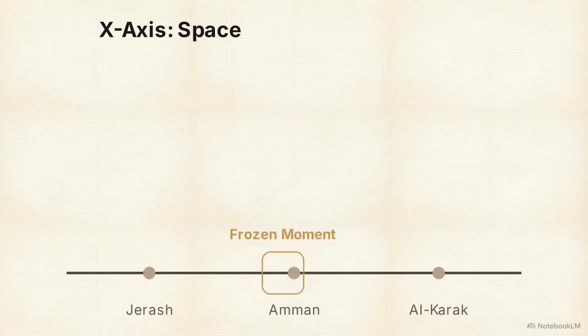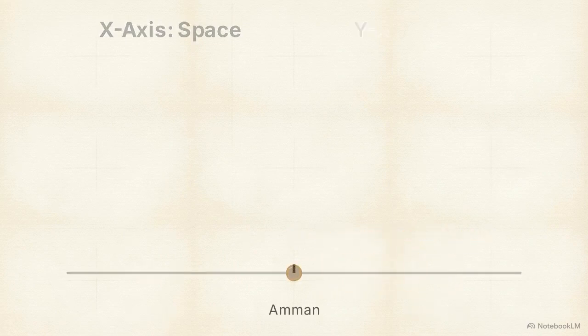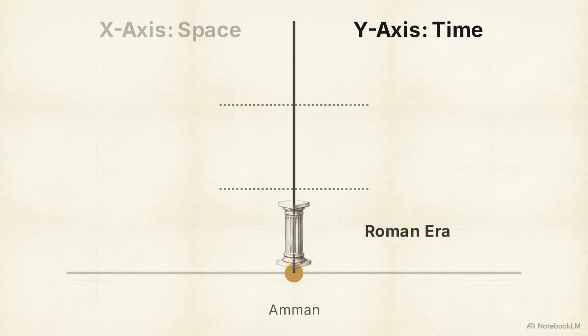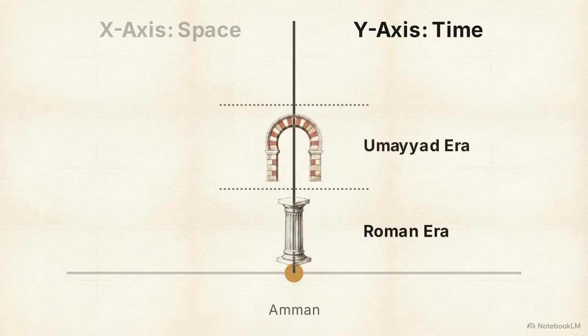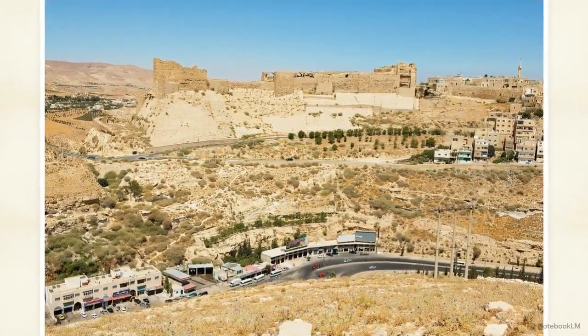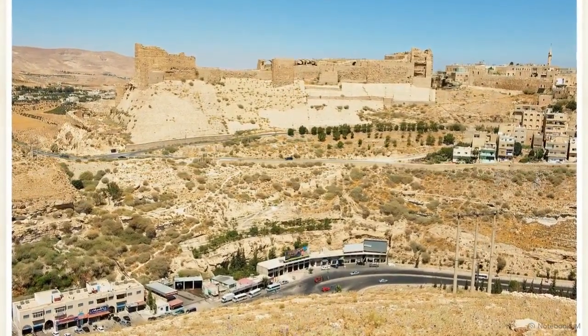First is the x-axis, representing physical space. This allows users to navigate horizontally between separate locations while holding a fixed frozen moment in time to observe simultaneous events. Next is the y-axis, representing historical time. Here, you lock onto a single geographic node and travel vertically through successive eras, from Roman to Umayyad to Crusader. Moving vertically proves that empires separated by centuries often exploit the exact same geography for identical strategic and economic reasons.